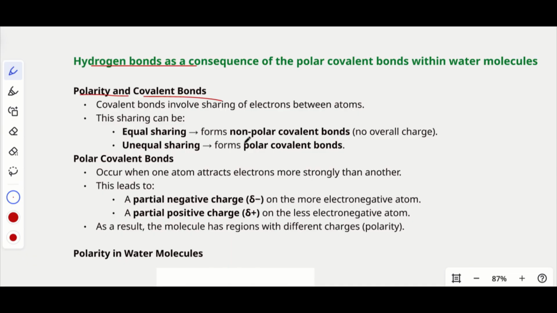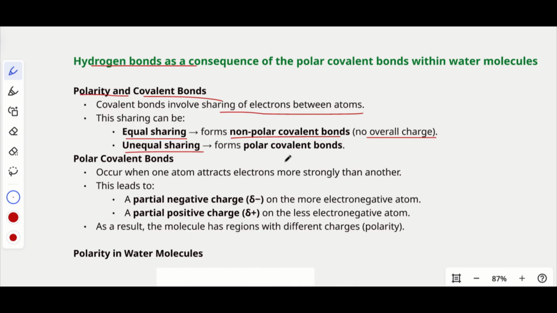The covalent bond involves the sharing of electrons between atoms. This sharing can be either equal or unequal. When electrons are shared equally, it results in a non-polar covalent bond. In this case, there is no overall charge, meaning the molecule has a net charge of zero. And what about unequal sharing?